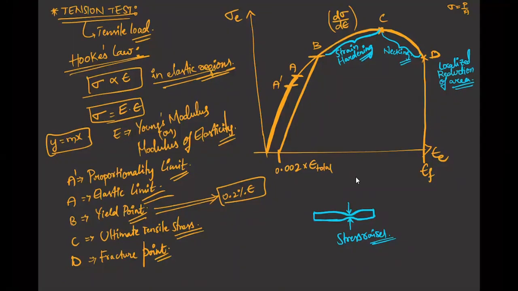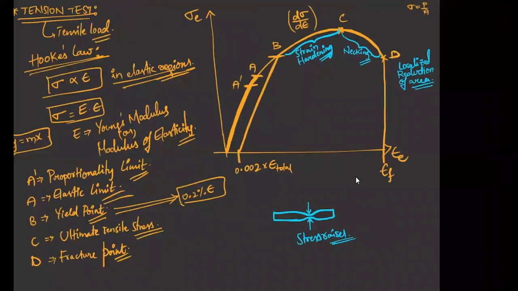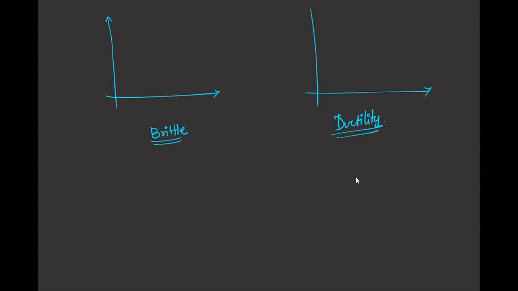Now, as I said, the tension test will usually be done for this. Brittle material, what is ductility and what is brittle? I also want to explain this here. As I wrote in the properties, ductility is an important property that we can deal with, right? So for brittle and ductile, how will the curve be?